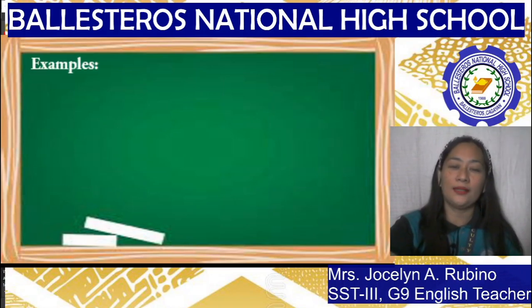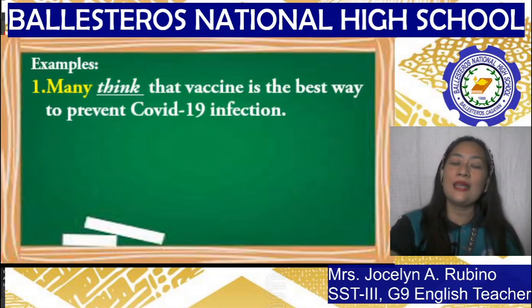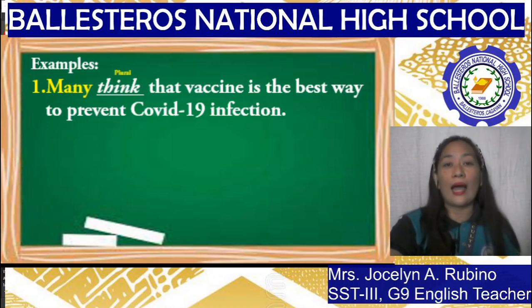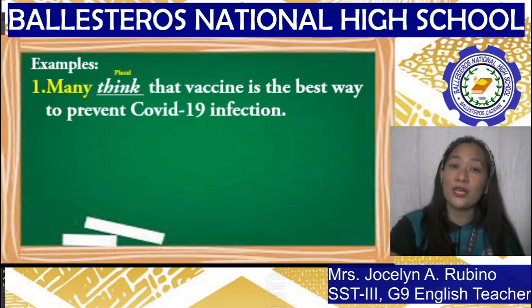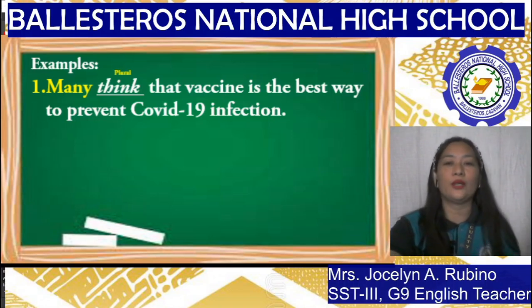Example number 1. Many think that vaccine is the best way to prevent COVID-19 infection. So, the underlined word think is the verb of the sentence. And obviously, it is plural in form. Why? Because the subject of this sentence is the indefinite pronoun many, which is a plural indefinite pronoun.